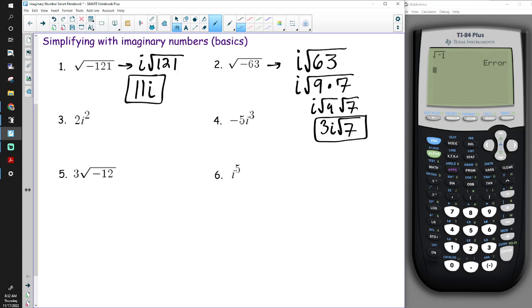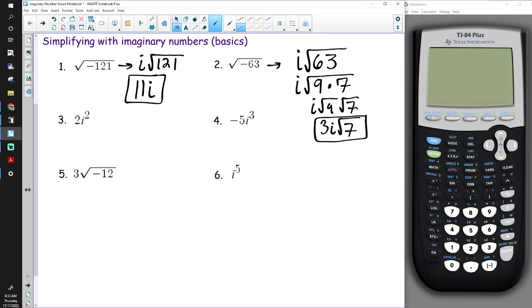Pretty much the same as what we've done. The only thing is when you have a negative number on the inside, get rid of that negative at the beginning by putting i out front. Since we know the square root of -1 is i, that's why we're allowed to bring the i out. Okay, so those are simplifying radicals that are imaginary.